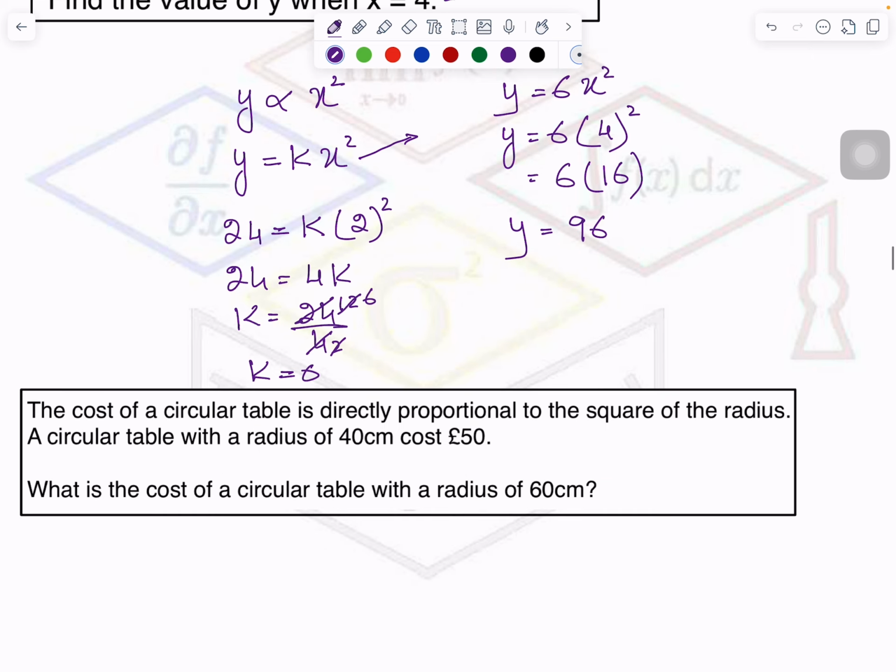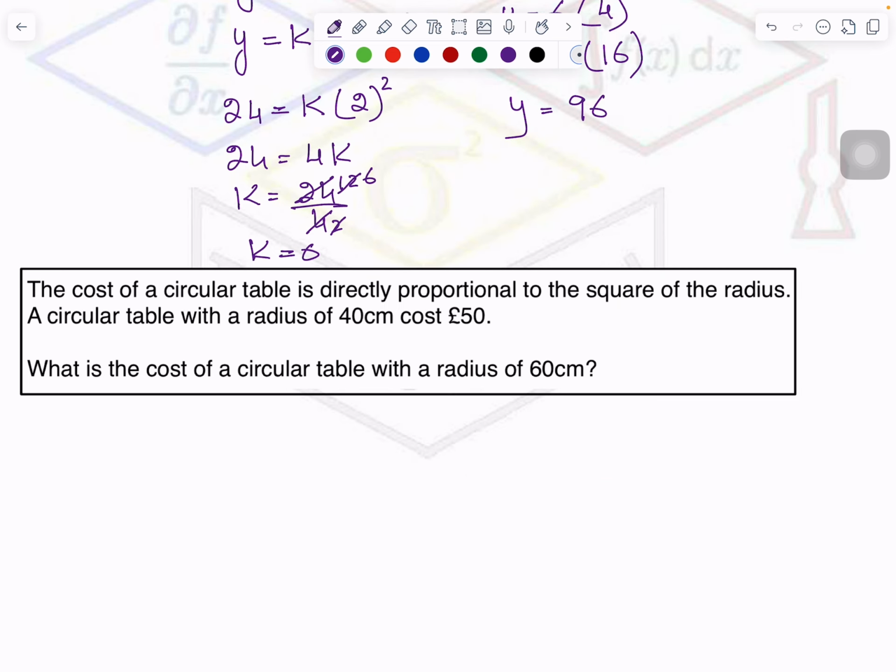Let's see the next question. The cost of a circular table is directly proportional to the square of the radius. Right? The top of the table is in a circular shape, and this is the radius. So cost, let me represent cost by C, is directly proportional to the square of the radius. This is the meaning of it, right? Square of the radius, so square it.